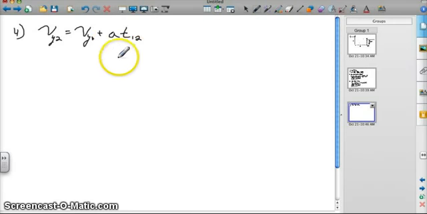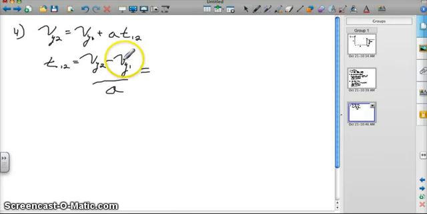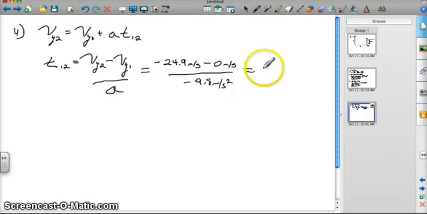If I solve for time here, I'll get that the time from 1 to 2 is equal to the velocity 2 minus vertical velocity 1, all divided by the acceleration. I know these values. Velocity 2 we just found, it was negative 24.9 meters per second. The velocity it was fired at in the vertical direction is 0 because it was fired horizontally, and gravity is negative 9.8 meters per second squared. So the time that passed from point 1 to 2, firing to hitting the window, is actually 2.56 seconds.